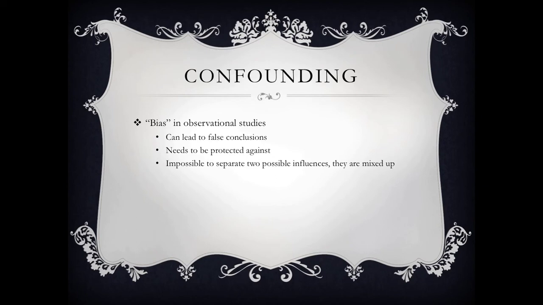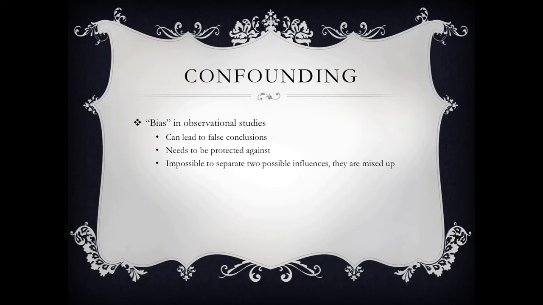More on observational studies. Observational studies can have bias in them. When there's a bias in an observational study, it's called confounding. And when an observational study has a confounding variable, it can lead to false conclusions. You need to try your best to protect against confounding. So you need to make sure that you have tried to protect against as many variables that could lead to bias in an observational study as possible.